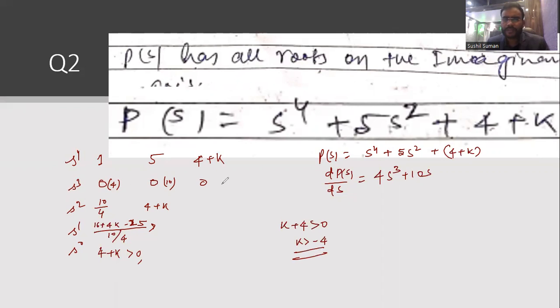Because there is a formation of an auxiliary equation here, the s to the power 4 auxiliary equation. So this should also be greater than or equal to 0. Now this becomes 16 plus 4K minus 25 greater than or equal to 0. This is 4K minus 9 greater than or equal to 0, so K is greater than or equal to 9 by 4. Okay, got it? So K is greater than 9 by 4, and K is greater than minus 4.